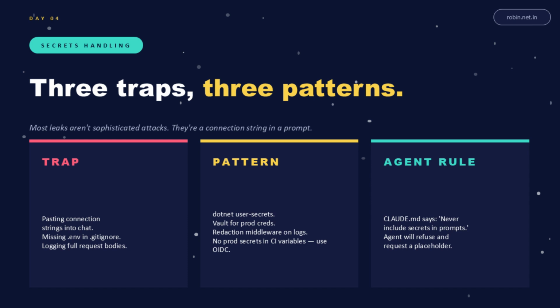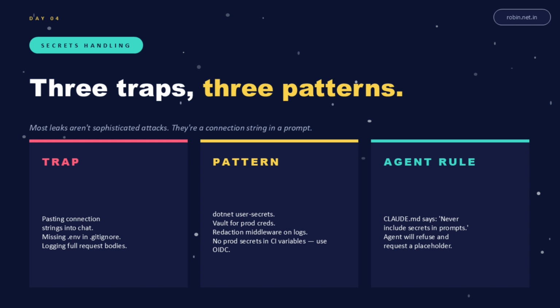3 traps, 3 patterns. Trap. Pasting connection strings into chat. Missing .env in .gitignore. Logging full request bodies.